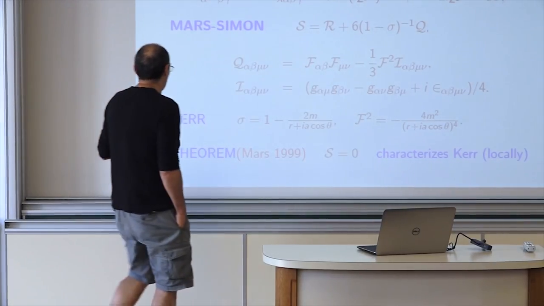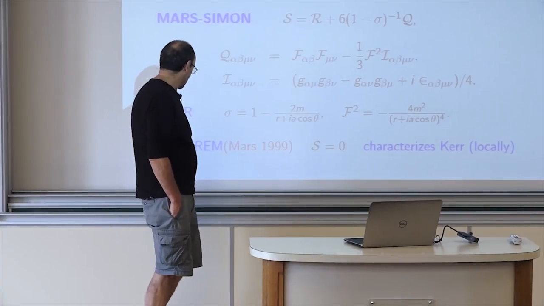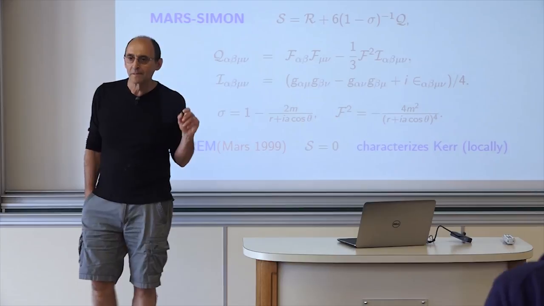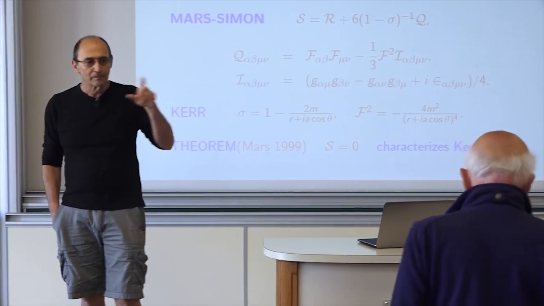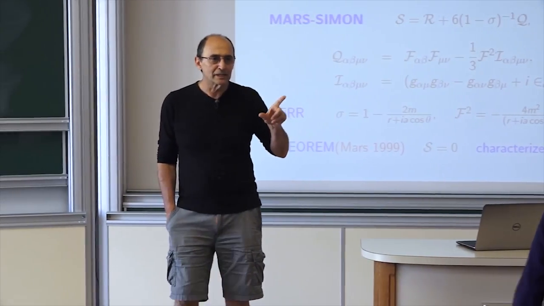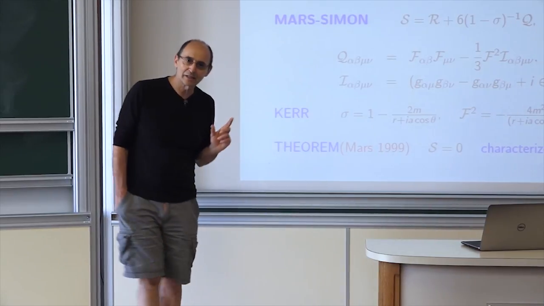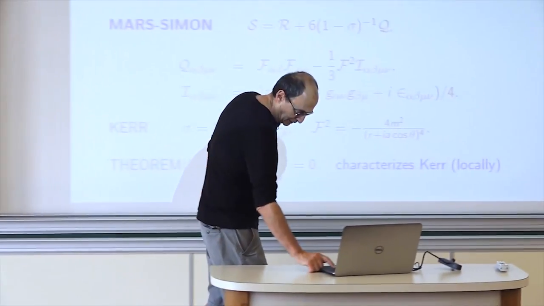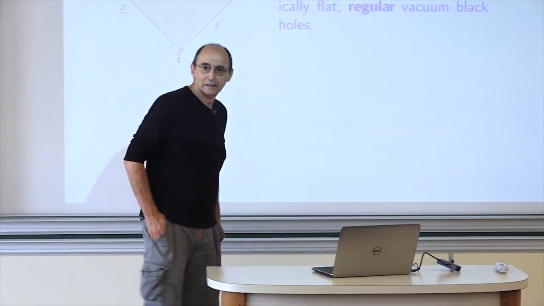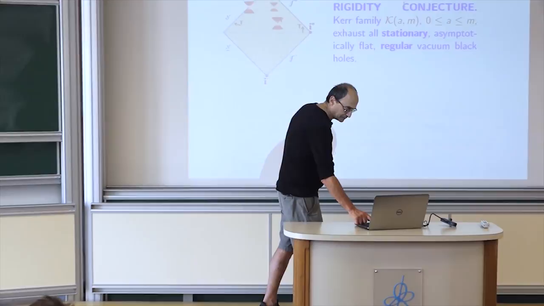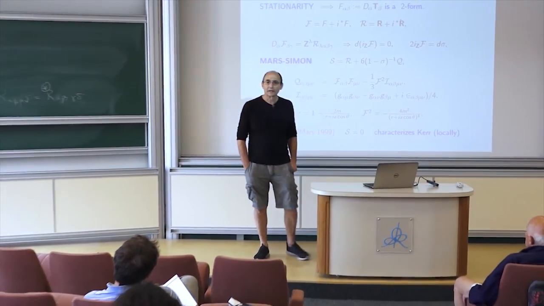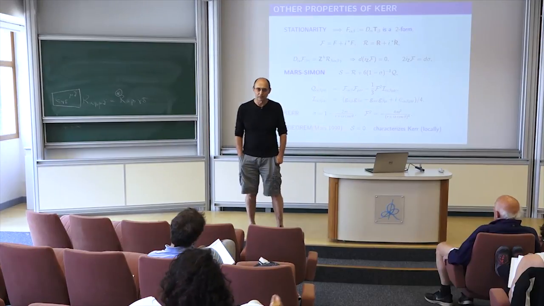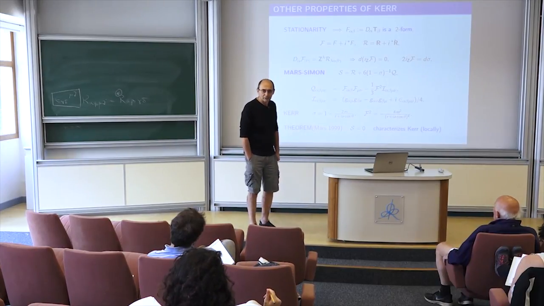The Mars result says that S equal to 0 characterizes Kerr locally. So in other words, this Mars-Simon tensor plays the same role as the Riemann curvature tensor plays in Riemannian geometry. It characterizes the Kerr solution. OK, so that's an important concept. So any solution which has a Killing vector and satisfies S equal to 0 has to be isometric to the Kerr solution. Yes. It has to be asymptotically timelike.